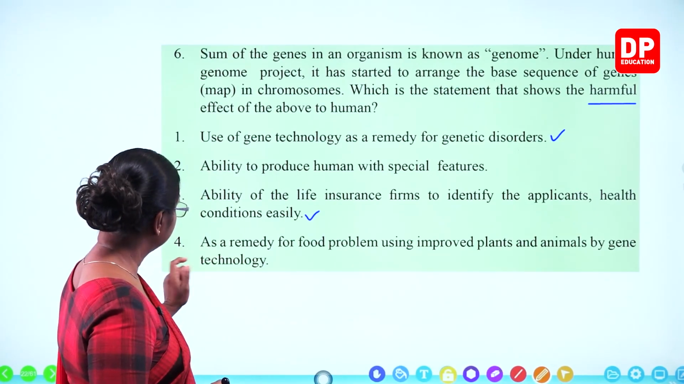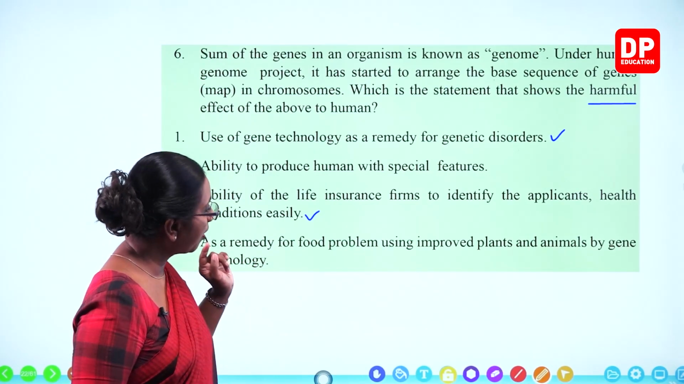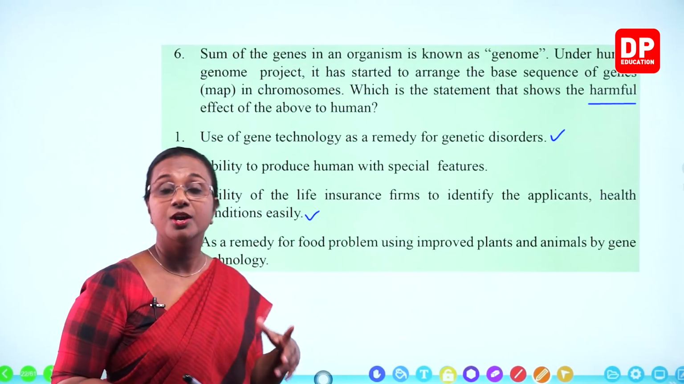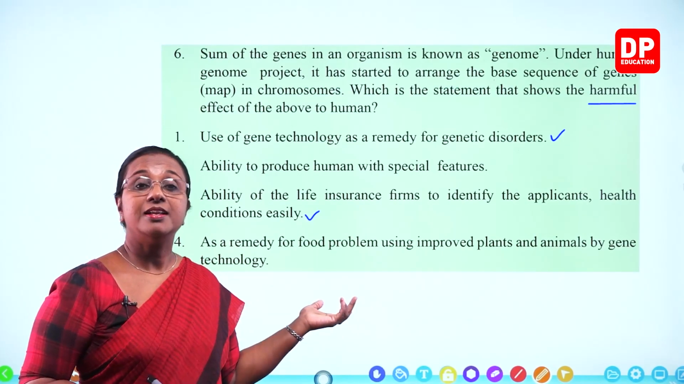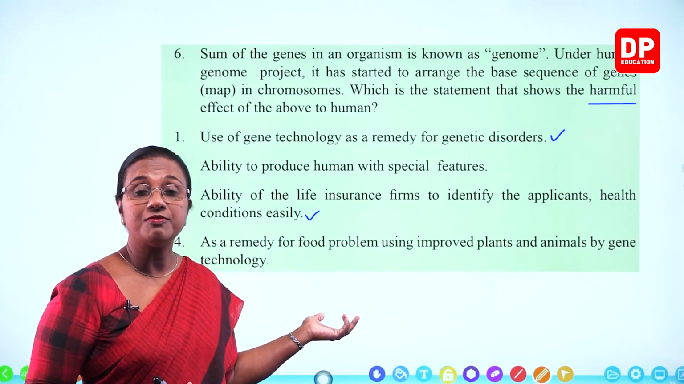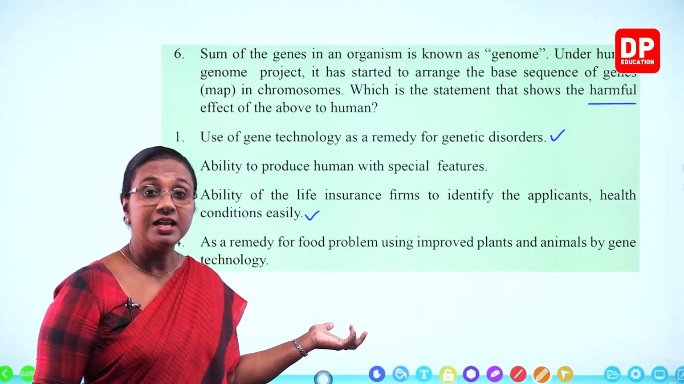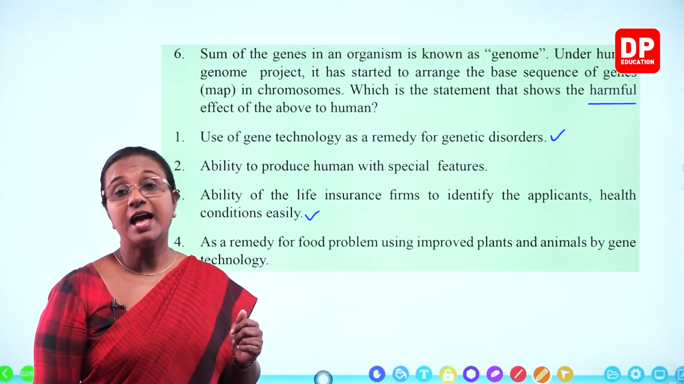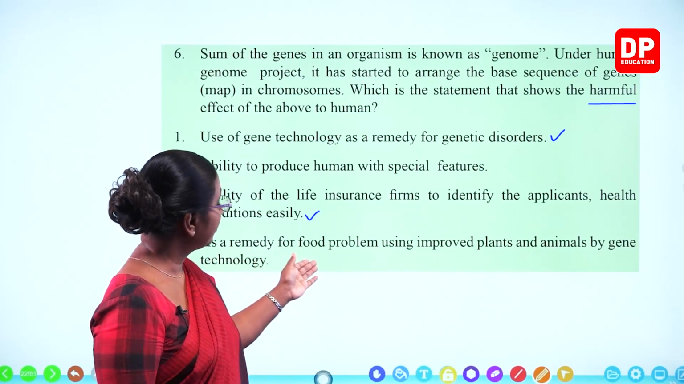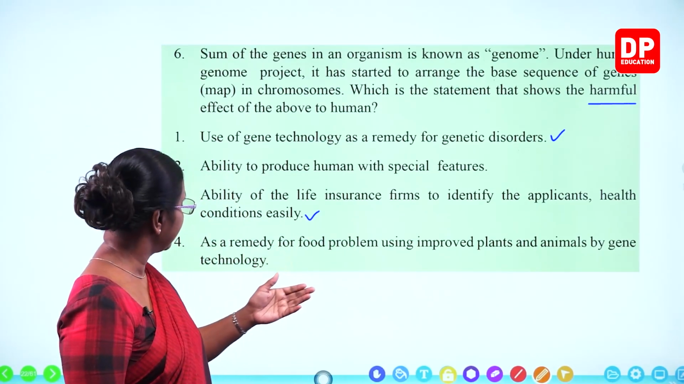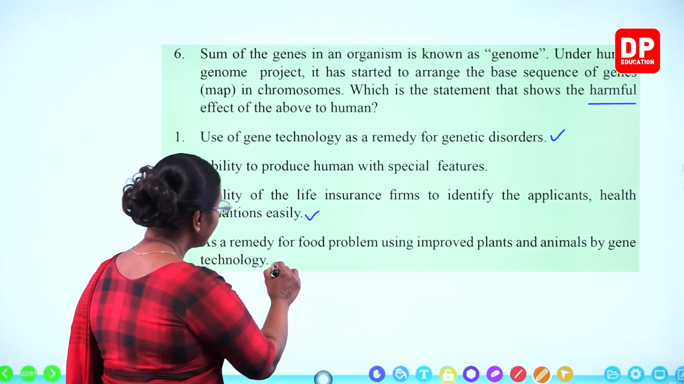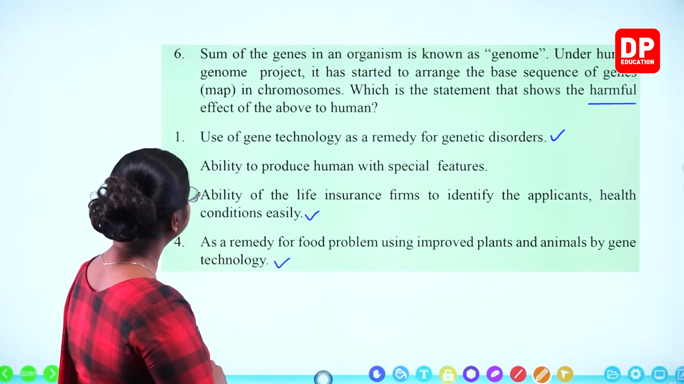Then the fourth one, as a remedy for food problem using improved plants and animals by gene technology. Of course, that is correct. That is one of the main applications of gene technology, recombinant DNA technology or genetic engineering in the field of agriculture. Where you can solve the food problem by using gene technology. So that is also good for us.